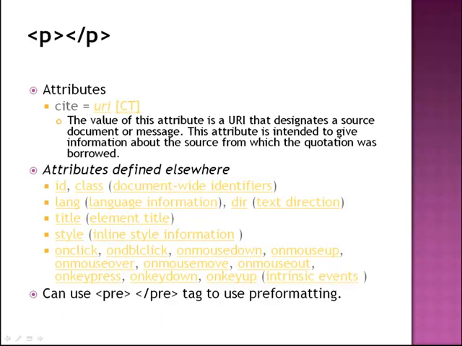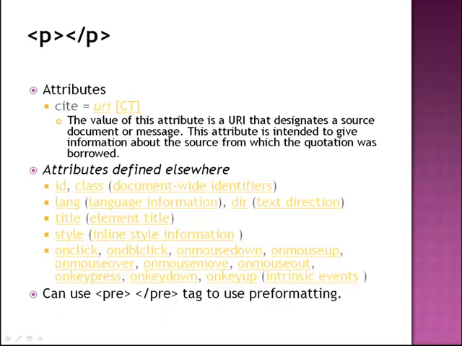Or you could use its attribute site, and site is another universal resource identifier, or URI, that points to a source document or a message. Let's say that you have a file with text written in it, and instead of typing that text in, you can use the site attribute for the paragraph element and point to the text or to the object that you want to show.